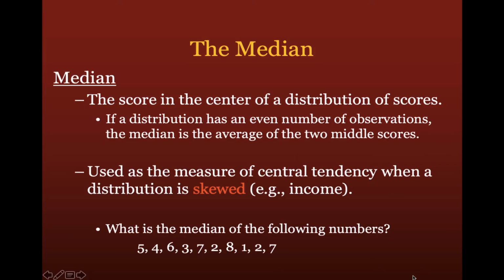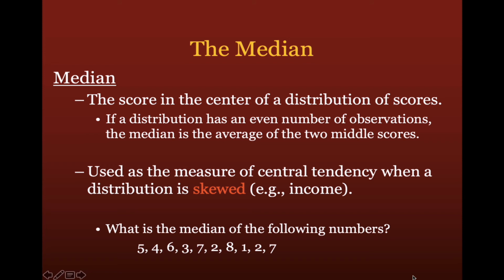So when you have a skewed distribution, either positively or negatively skewed, you're going to want to use the median instead of the mean. The median is the score that divides the distribution in half. So half the scores are going to be above the median, half are going to be below the median.